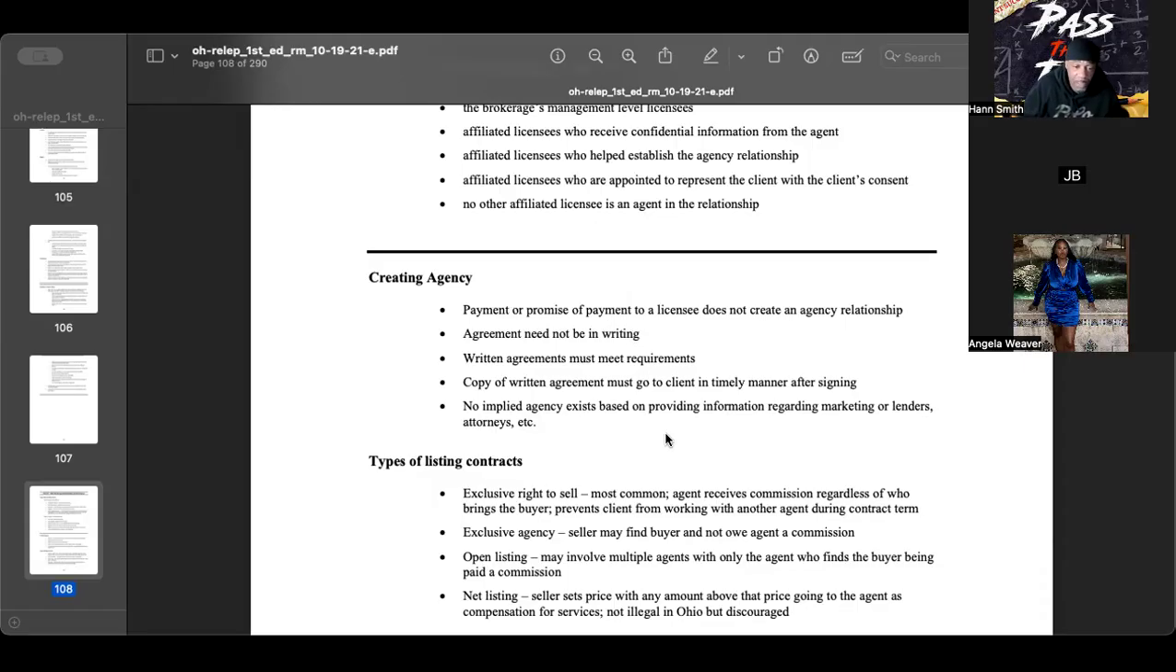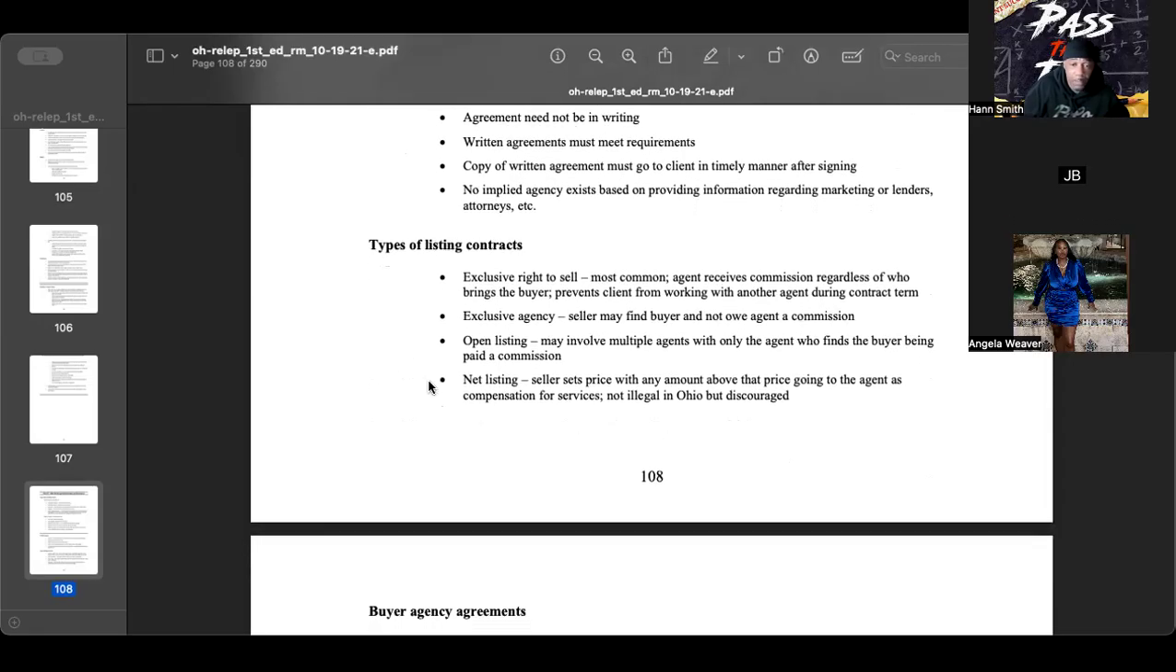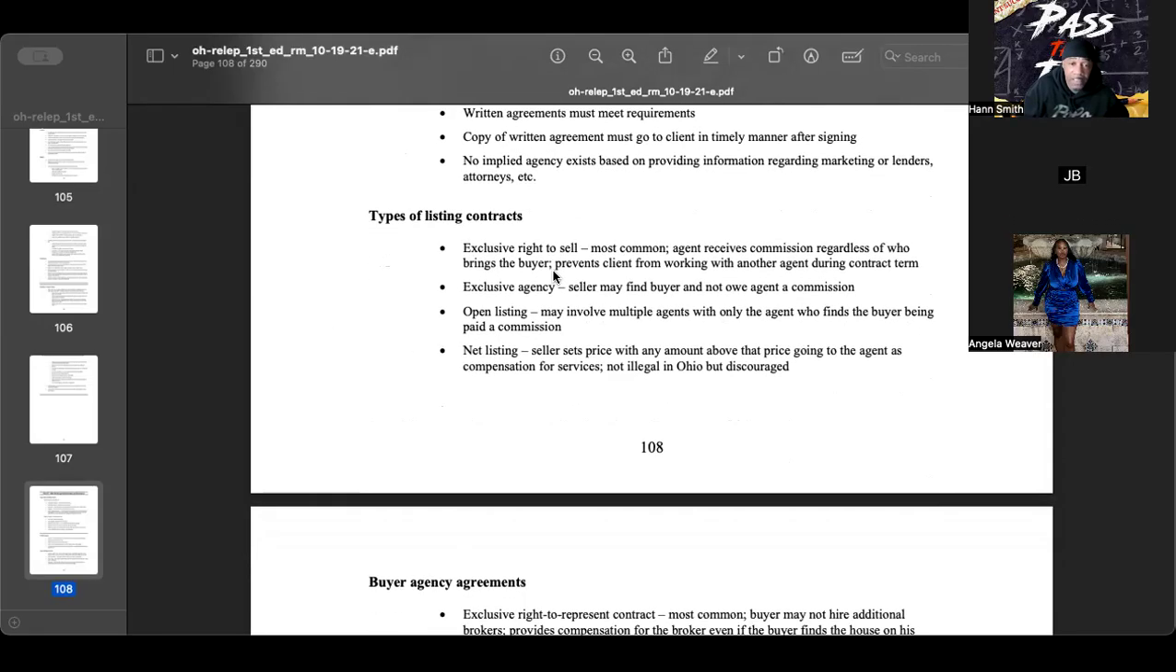All right. And then this is the redundancy. We're not going to go over this a whole lot, but this is a good way to remember this stuff. Here's more definitions. Exclusive right to sell, most common. Agent receives commission regardless of who brings the buyer, prevents the client from working with other agents during the contract term. That's the best one. 99.9% of the agreements you get in are going to be exclusive right to sell.